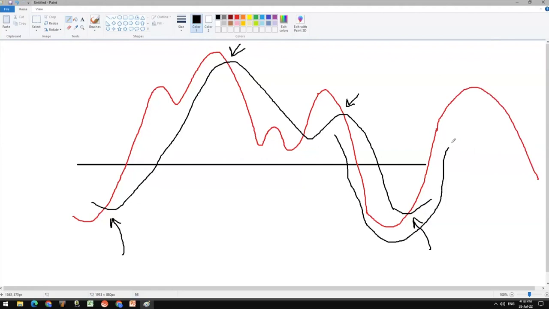And then you get another sell signal at this point of time. Okay, so these are the important sell signals, not the ones that would occur somewhere down here. Those are the whipsaws and those are the false signals.